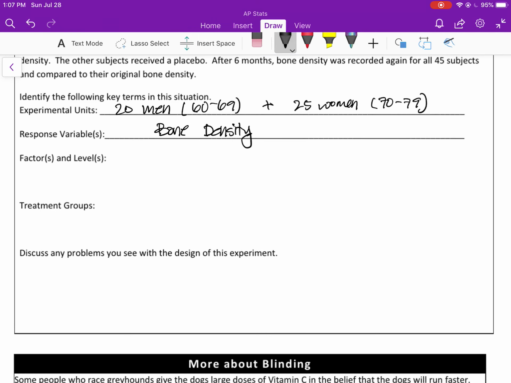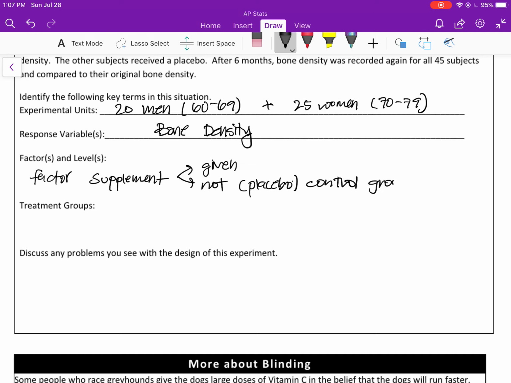Okay, factors and levels. All right, so the factor is the supplement. So this is the factor. And then the level is given or not. So the not would be our placebo. And this is the control group.